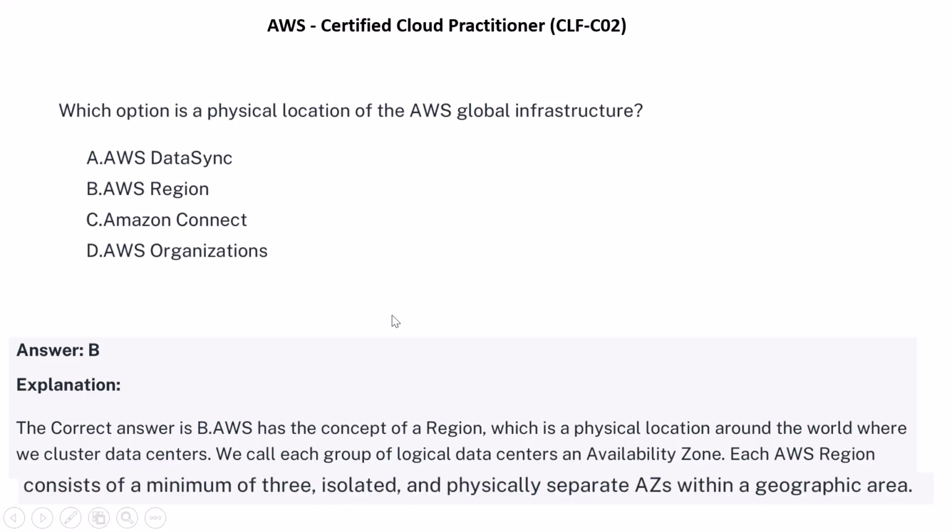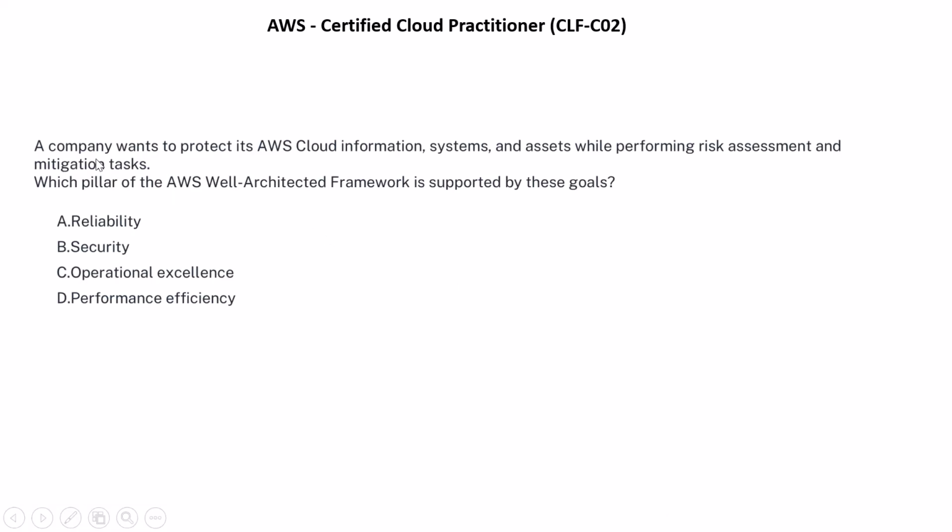Each AWS region consists of a minimum of 3 isolated and physically separate AZs within a geographic area. Next question. A company wants to protect its AWS cloud information, systems, and assets while performing risk assessment and mitigation tasks. Which pillar of the AWS Well-Architected Framework is supported by these goals?